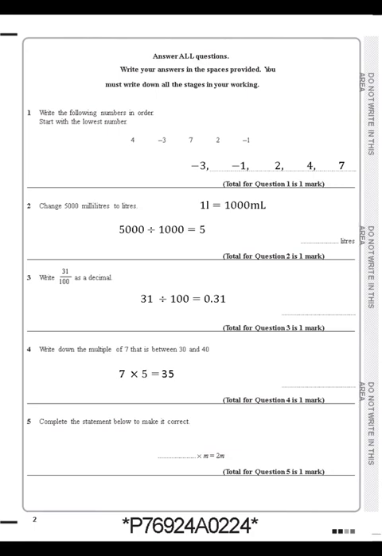Question 4. Write down the multiple of 7 that is between 30 and 40. So the only number is 35 because 7 times 5 is equal to 35.